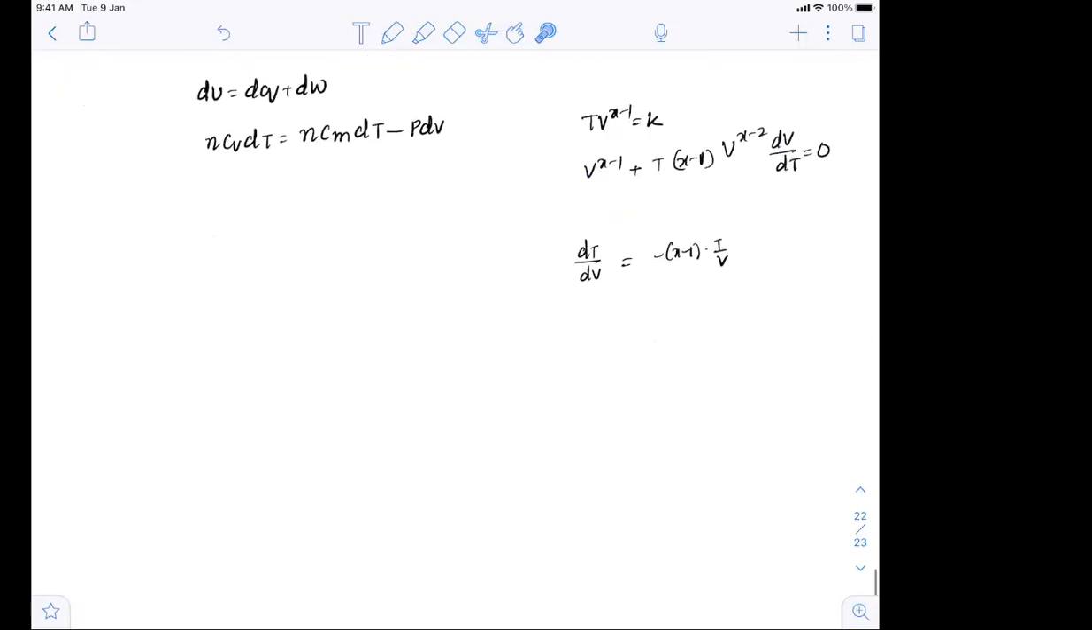Right. So if you invert this, I will get minus (x minus 1) into T by V. Got it? Any doubt here?